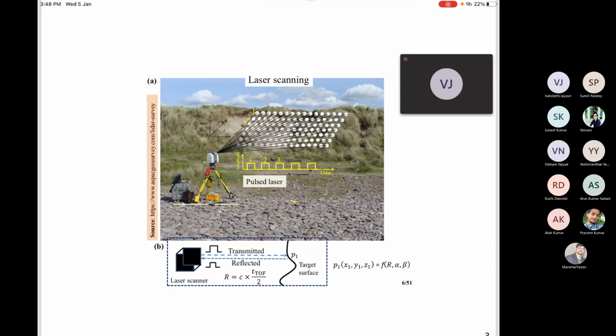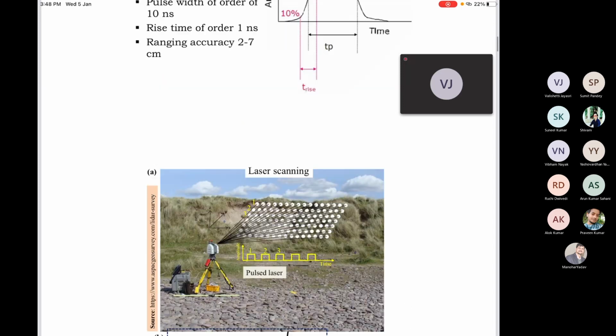That counter circuit is responsible for measuring the total time taken by a laser pulse from the laser source to the target and back to the receiver. So the total time of flight, T, is recorded. If you divide it by 2, it gives you the time taken on one side, from laser source to target. And if you multiply it by the speed of light, it gives you the range. Range means which parameter you have calculated.